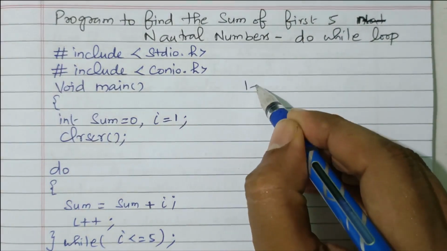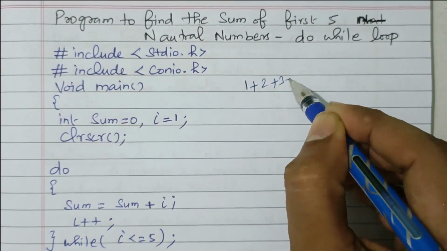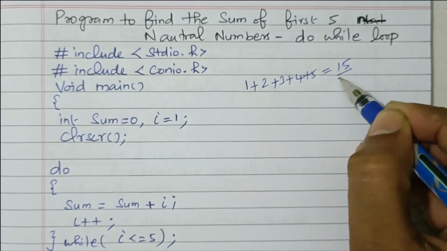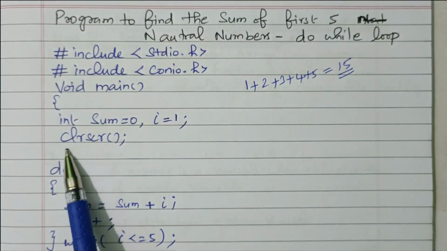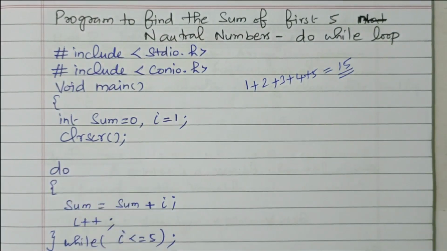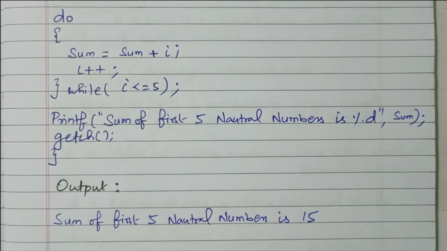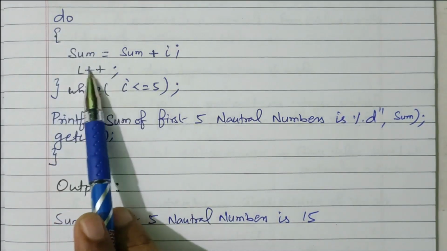What we need to do? 1 plus 2 plus 3 plus 4 plus 5, that is nothing but 15. We need to get the answer 15. So after clear screen, we can start the do loop, right? We are starting the do loop. So we are asked to do this process, right?